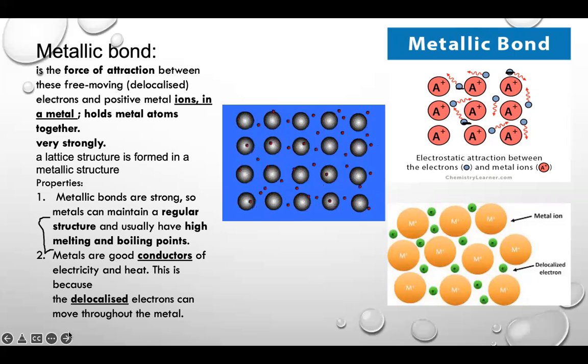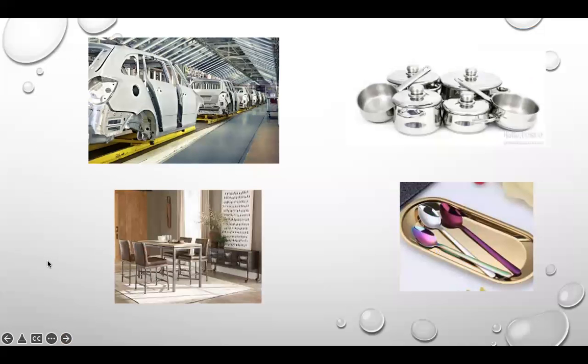Let's see examples of metallic bonds. Metals are found everywhere. They can be found in the kitchen, spoons, cars, and even furniture. Look out for those objects in your day-to-day life and point them out.